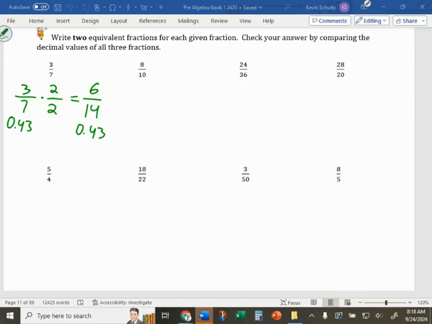So equivalent fractions have the same value. How can you prove that? Did you do the division here? 3 divided by 7? 6 divided by 14? It's that same decimal value. Give me another number we can multiply 3 and 7 by to make an equivalent fraction. 5. Fantastic. 3 times 5 is 15. 7 times 5 is 35. Just for kicks, go ahead and divide 15 by 35. And I bet you can guess what you're going to get. The same decimal, approximately 0.43. Again, that's how you can prove that fractions are equivalent.